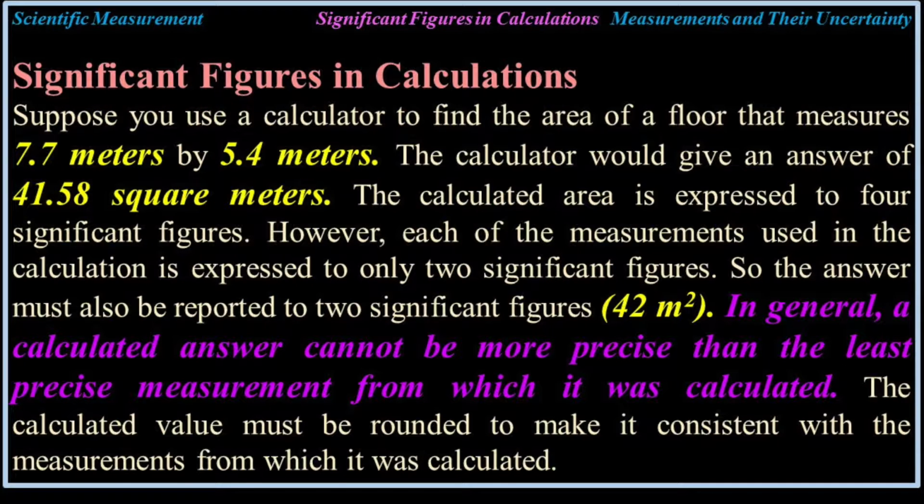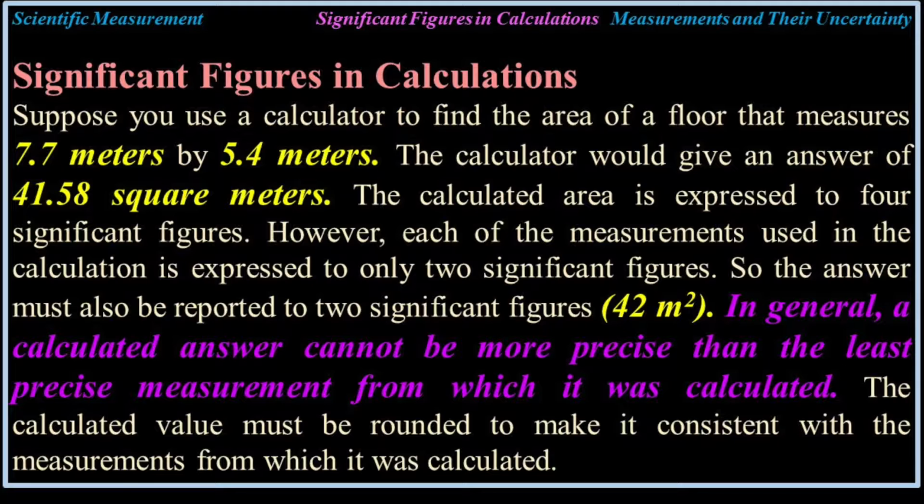Significant figures in calculation. Suppose you use a calculator to find the area of a floor that measures 7.7 meters by 5.4 meters. The calculator would give you an answer of 41.58 square meters. The calculated area is expressed to 4 significant figures. However, each of the measurements used in the calculation is expressed to only 2 significant figures. So the answer must also be reported to 2 significant figures, 42 meters squared.